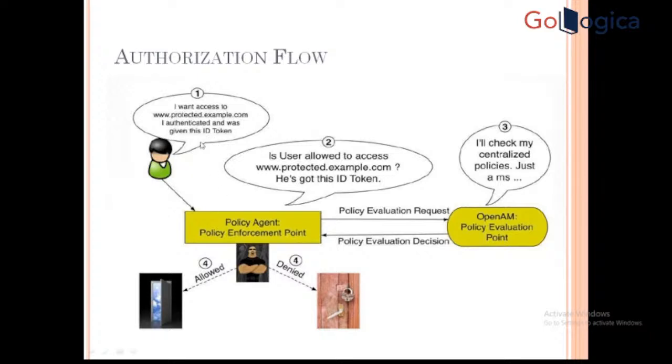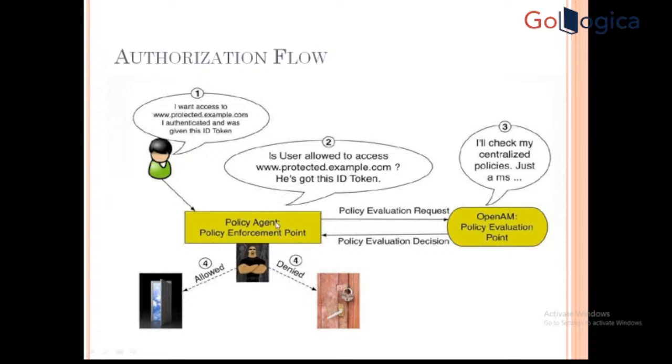We already have the SSO token. So the user raises a request to access the resource with the ID token. It checks in step 2. The policy agent is also known as the policy enforcement point, where the policies are enforced. So is the user allowed to access this protected resource? He's got this ID token.